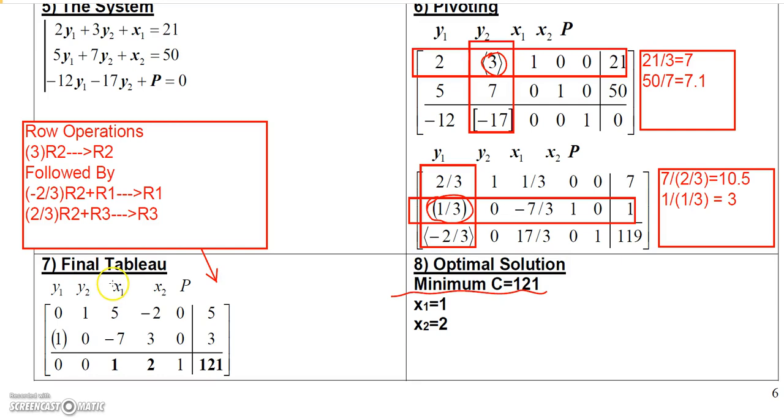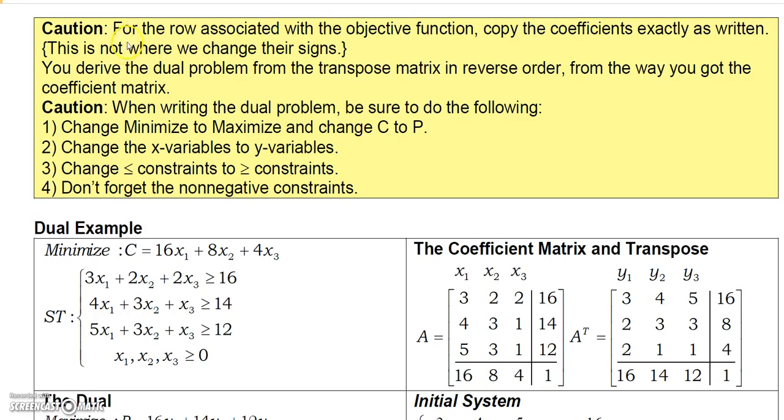But remember, if I want the solution for x1, it's actually in the bottom row of that column. So the x1 value is 1, and if I want the value for x2, it's in the bottom row of the x2 column, so x2 is 2. So the optimal solution for the original minimization problem is C equals 121 when x1 is 1 and x2 is 2. Let me give you a bit of a caution here.